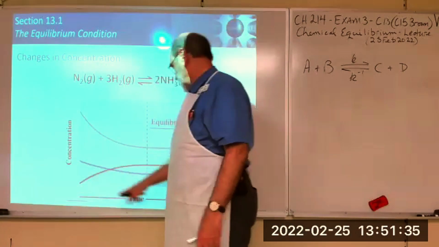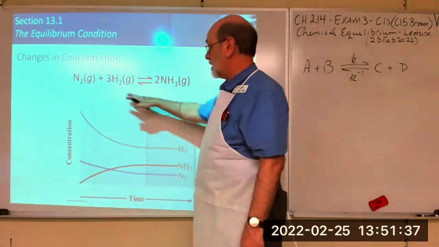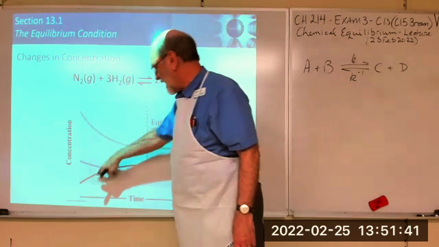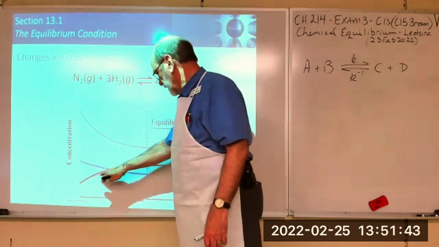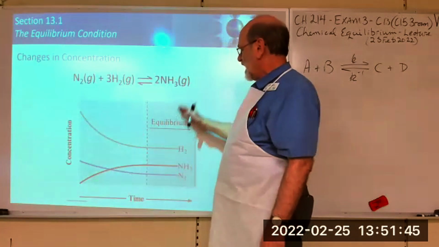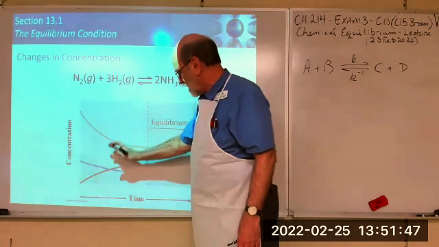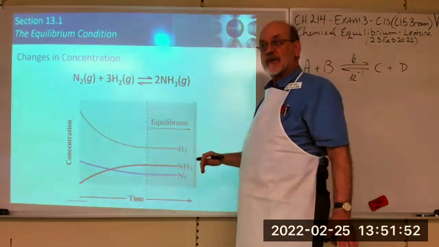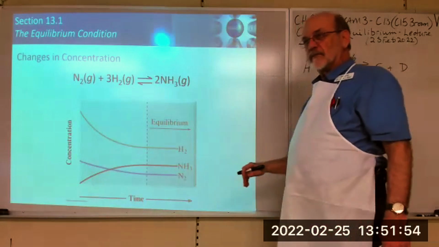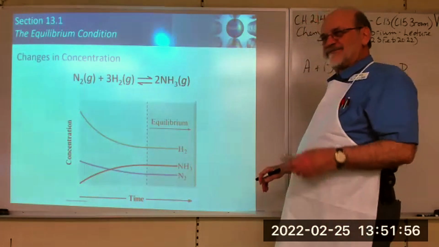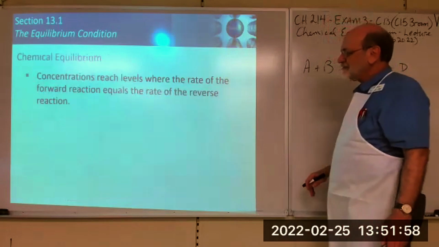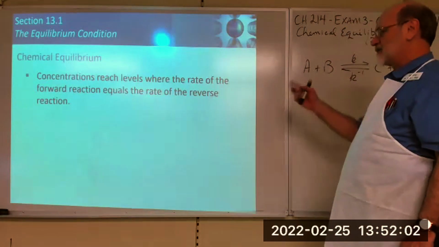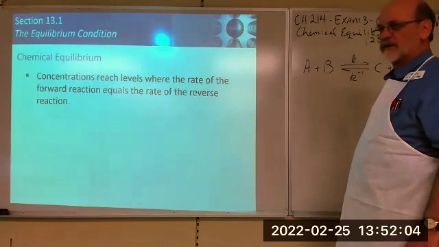You have some nitrogen and some hydrogen here. But over time, you start building up some of this product and you get the reverse reaction, to where now you reach equilibrium when the concentrations are stable. And that's just telling you the same thing I told you before.